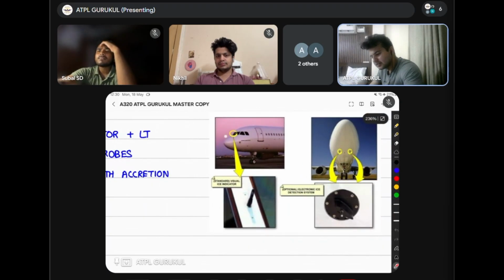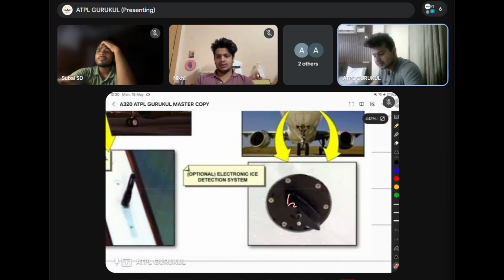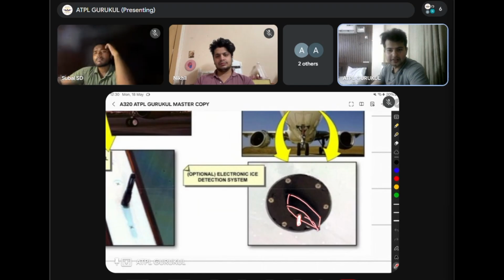Apart from this, on the lower section of the fuselage also, you have these kind of ice detectors. This shape. These kind of ice detectors.